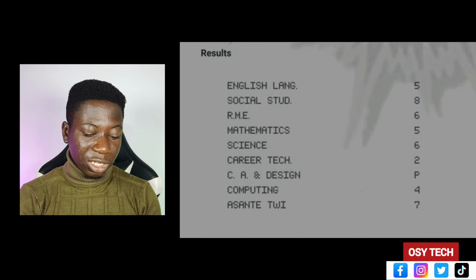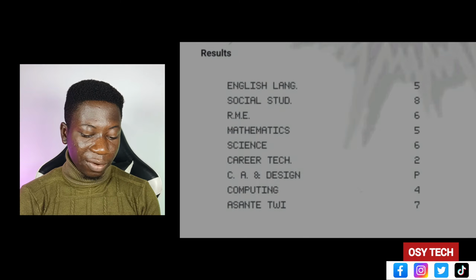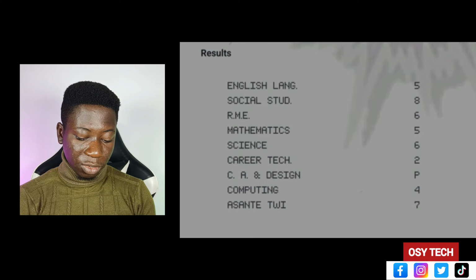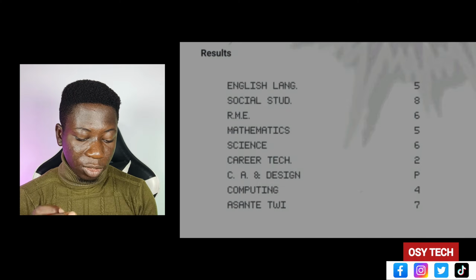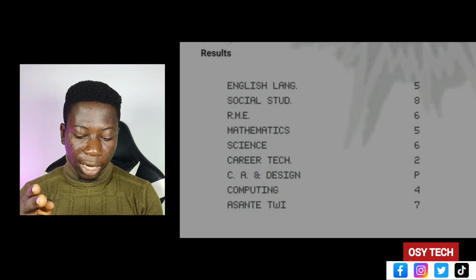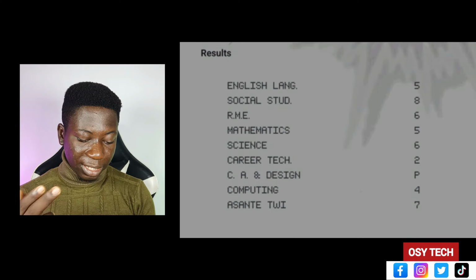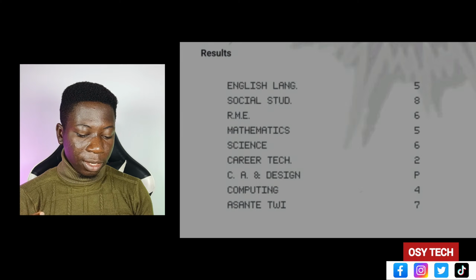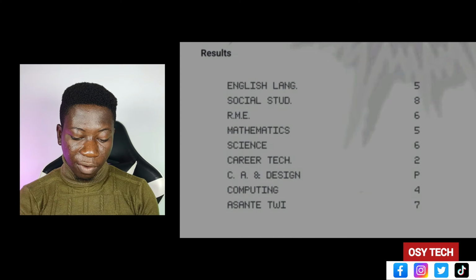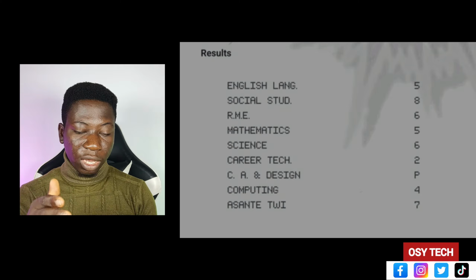So with the elective, you're going to select. We have the RME, we have the career tech, and then we have the CA, and then we have the computing and then the Asante Twi. At the time that I was making this video, this was the result that I had. So with the elective, we will be choosing the computing, which is 4, and then also the career tech, which is 2, and then also we will go in for the 6, which is the RME. So we're going in for the 6 and then 2 and 4. So 6 plus 4 is 10, and then plus 2 will give you 12.